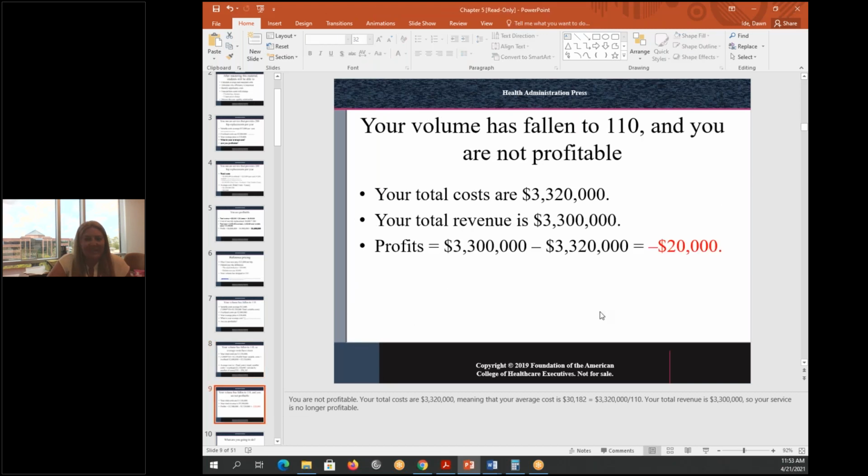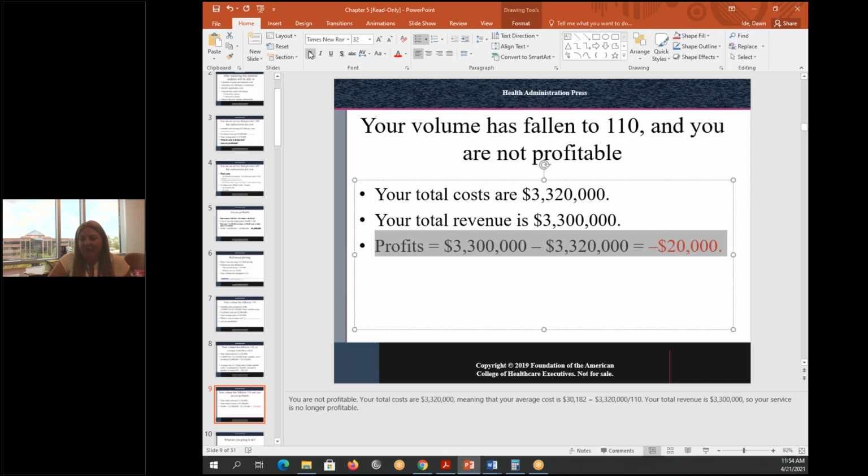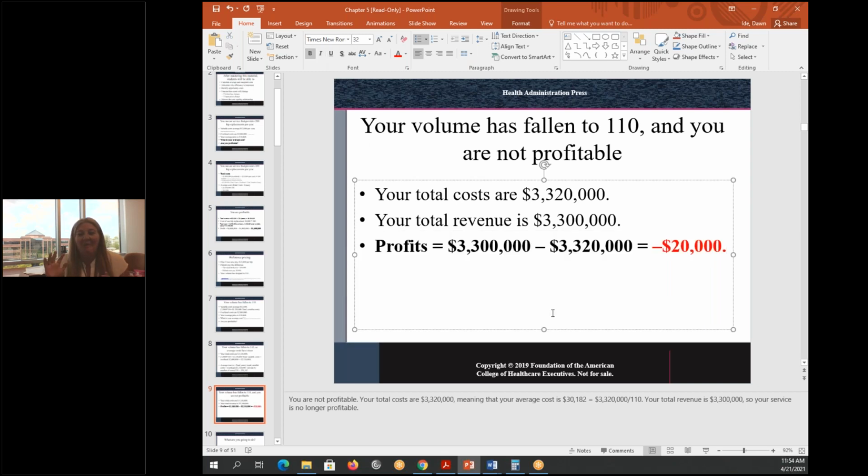So let's answer our question. If our total costs are $3,320,000 and our total revenue is $3,300,000, are we profitable? Oh, and we already know that we're not, because we see the dreaded red. Remember, I say you always want to be in the black, you don't want to be in the red. So if your revenue was $3,300,000, but your cost was $3,320,000, you're losing money, you're negative $20,000. This is what happens when your volume falls.